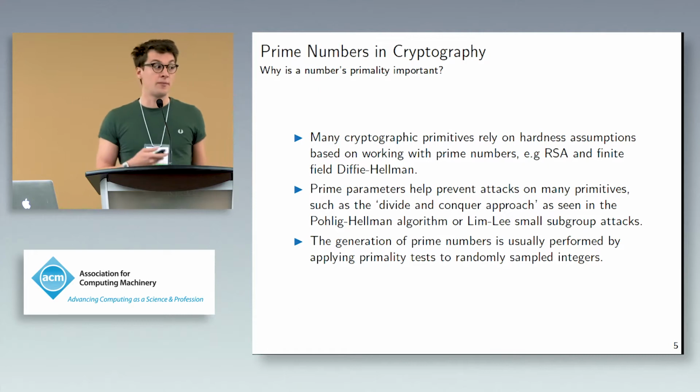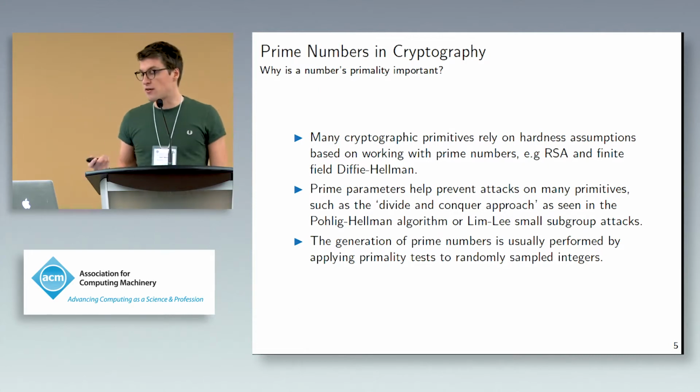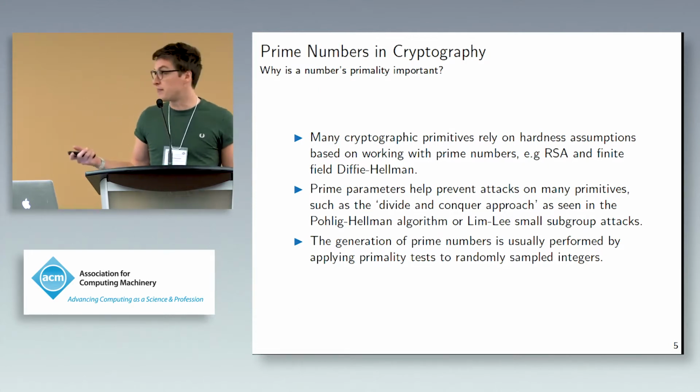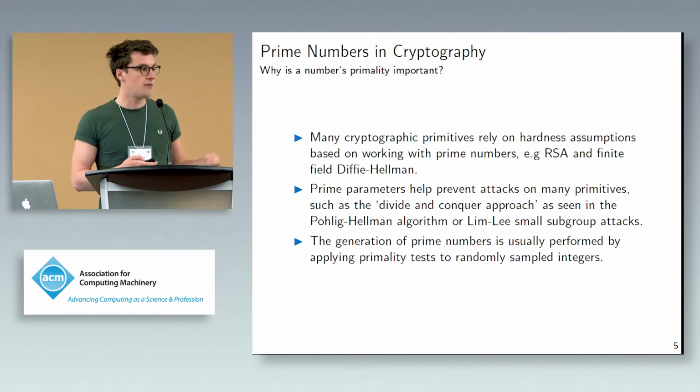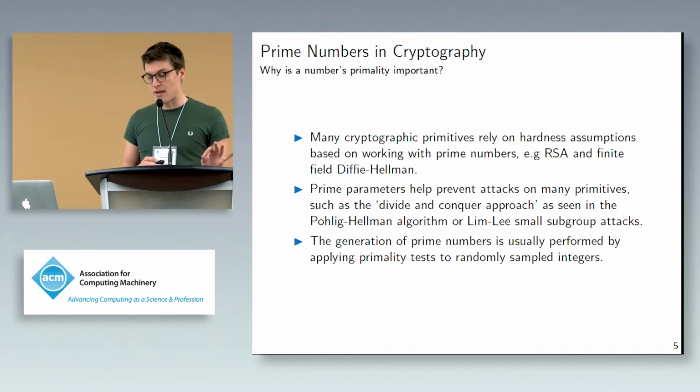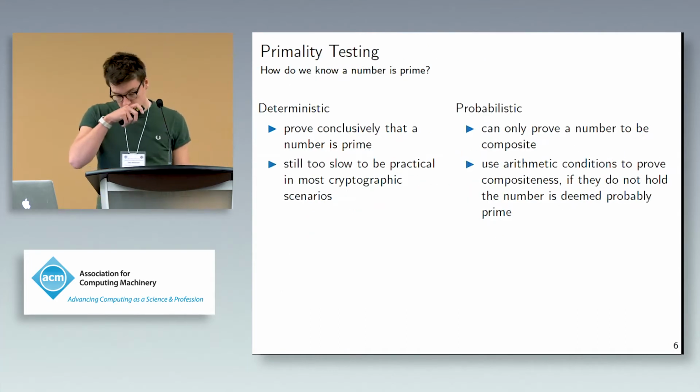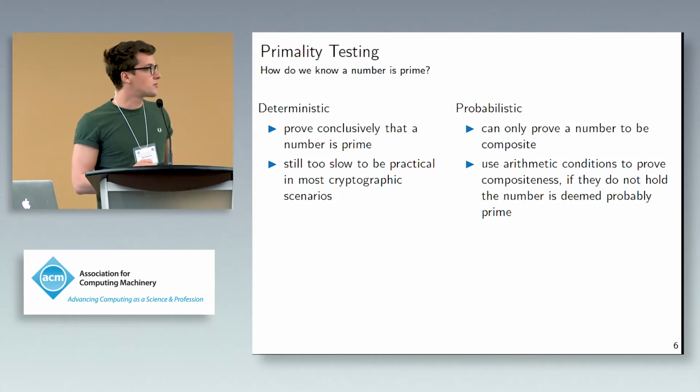Finally, primality testing can be pretty useful for us. The generation of prime numbers in devices is usually done by just sampling numbers of the desired bit size randomly and repeatedly primality testing them until we're happy that this number is indeed prime. Okay, so how do we know that a number is prime?